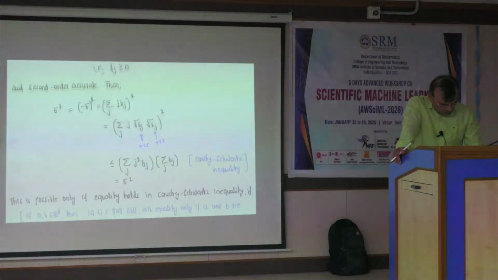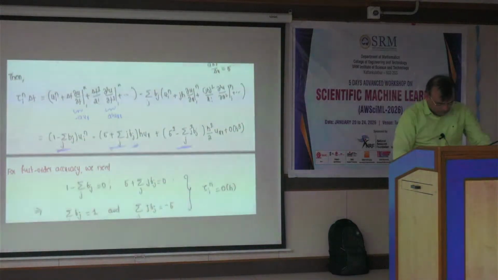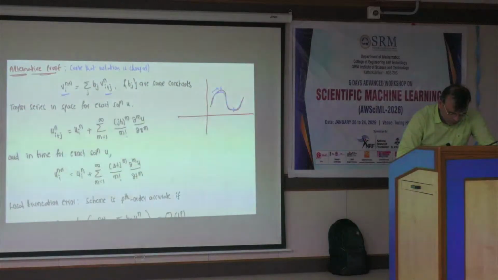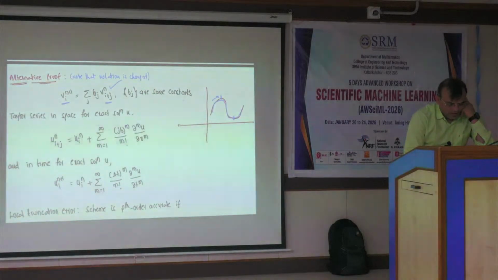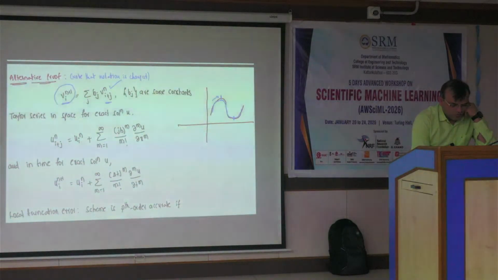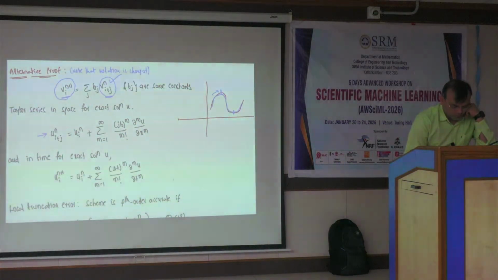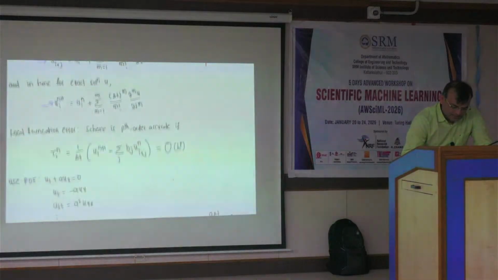So if you see here, I'll start with this. This is the numerical scheme we have so far written in terms of this. We can do a Taylor series expansion of this, in terms of u rather than v, where v is the numerical solution and u is the exact solution. We do a Taylor series expansion in time as well as in space, and substitute it.